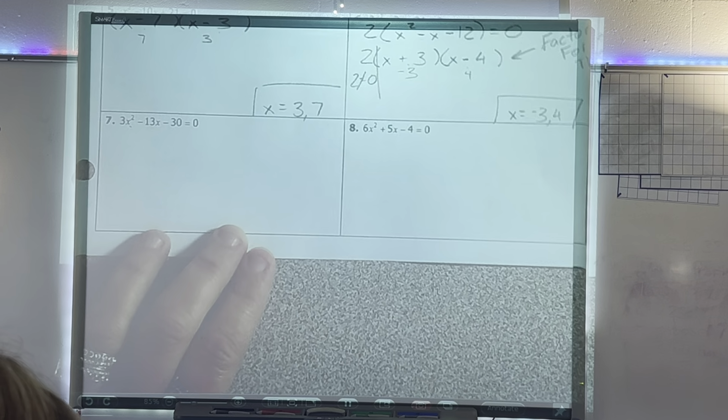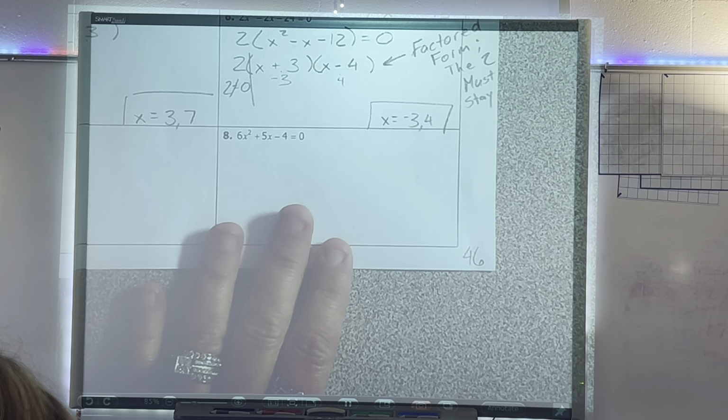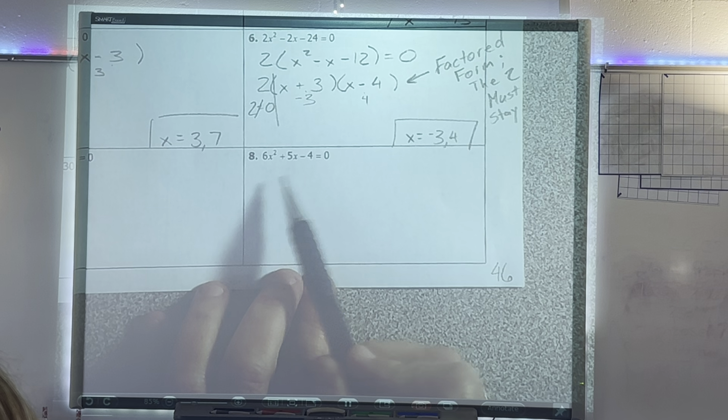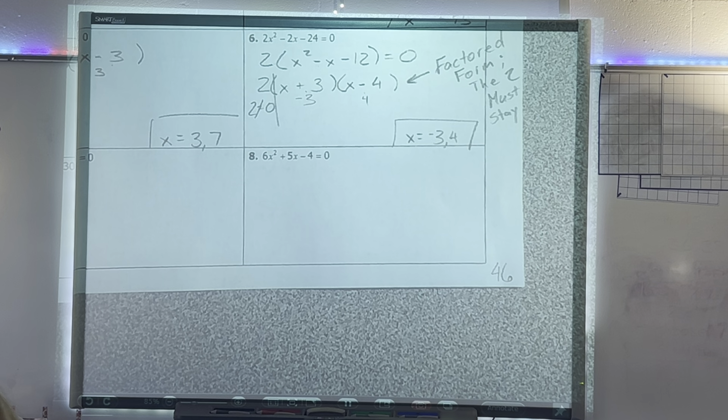All right, down here, I'm going to skip over 7. I'm going to go to 8. Y'all okay there? Okay, here, if I look at this, my first thing would be I want to take 6 out. But I can't take 6 out because I can't take it from these two, and I don't want to have crazy fractions. So we're going to use our other method, which we talked about yesterday, your slip and slide.